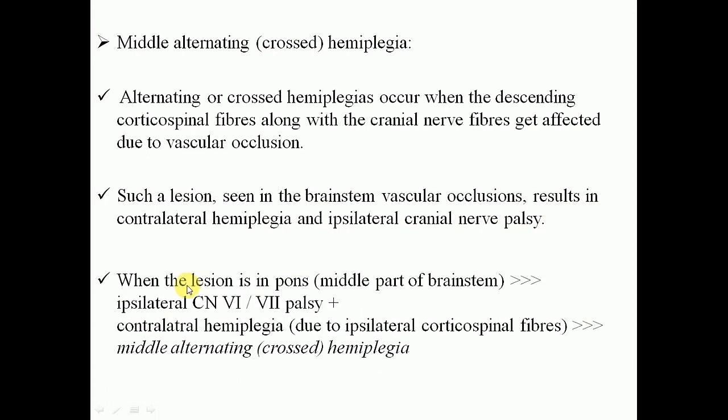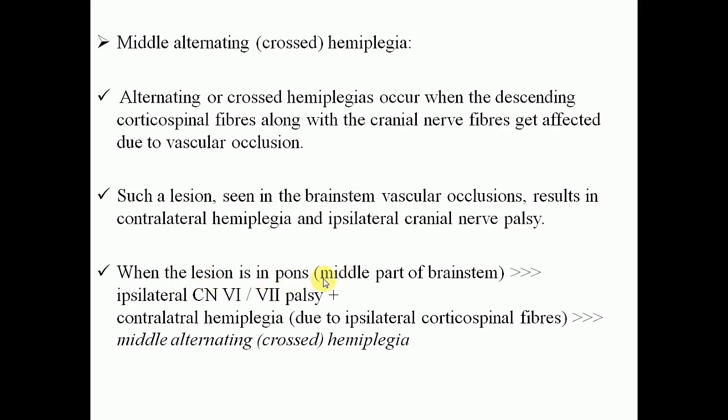When the lesion is in the pons, and as we know pons is the middle part of brainstem, so there is ipsilateral cranial nerve 6 or 7 palsy along with contralateral hemiplegia due to involvement of ipsilateral corticospinal fibers. So this is known as middle alternating or crossed hemiplegia. If the occlusion is in the medulla oblongata, that is lower part, it is known as inferior alternating hemiplegia. And if the occlusion is in the level of midbrain, then it will be superior alternating hemiplegia.